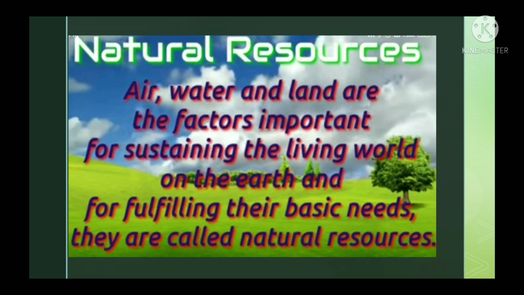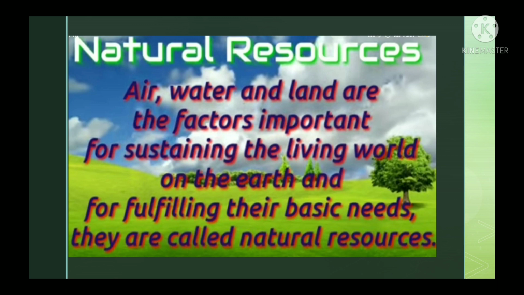What is meant by natural resources? See the definition. Air, water and land are the factors important for sustaining, means maintaining, the living world on the earth and for fulfilling their basic needs. They are called natural resources.